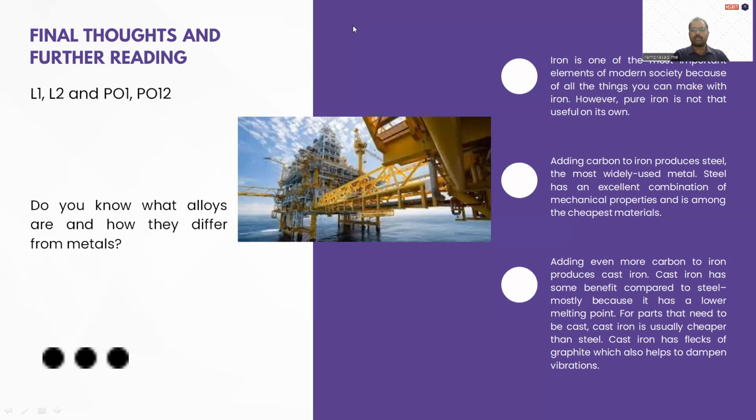Adding even more carbon to iron produces cast iron, with a composition from 2.11 to 6.67%. Cast iron has some benefits compared to steel, mostly because it has a lower melting point for parts that need to be cast. Cast iron is usually cheaper than steel. Cast iron has flecks of graphite, which also help to dampen vibrations.